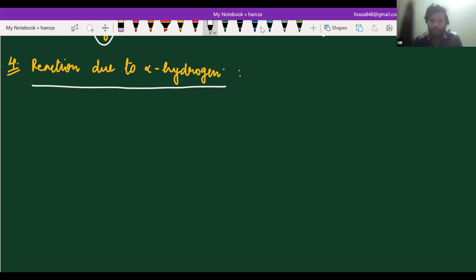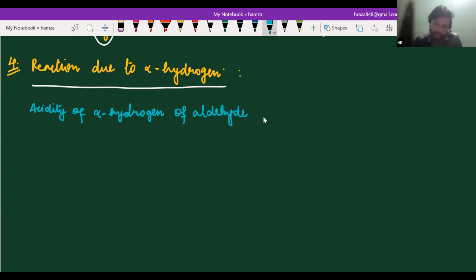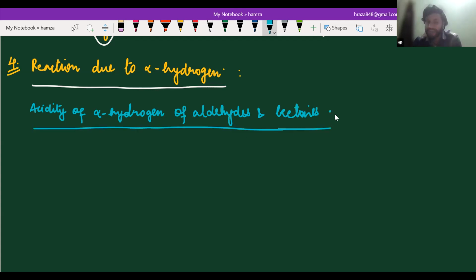Okay, let's see. Nafisa, it's very easy, and there is another topic for this, that is acidity of alpha hydrogen of aldehydes and ketones. If any compound has alpha hydrogen, this alpha hydrogen is very, very acidic in nature, because it will be released in the form of H plus. That shows it is acidic, and it will release itself very fast. That means it is very, very acidic in nature. Are you getting my point?